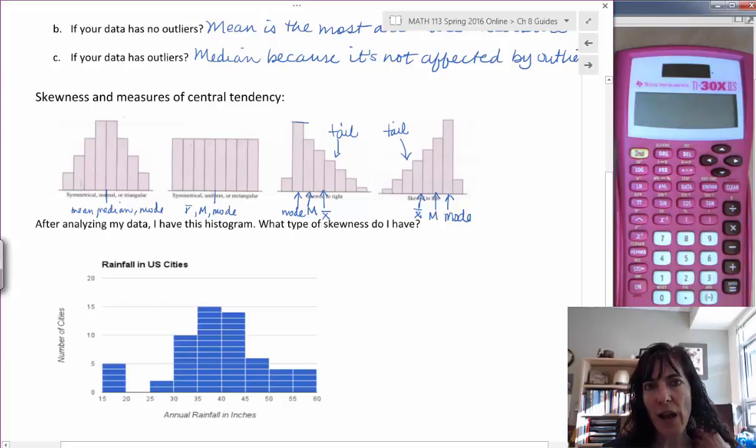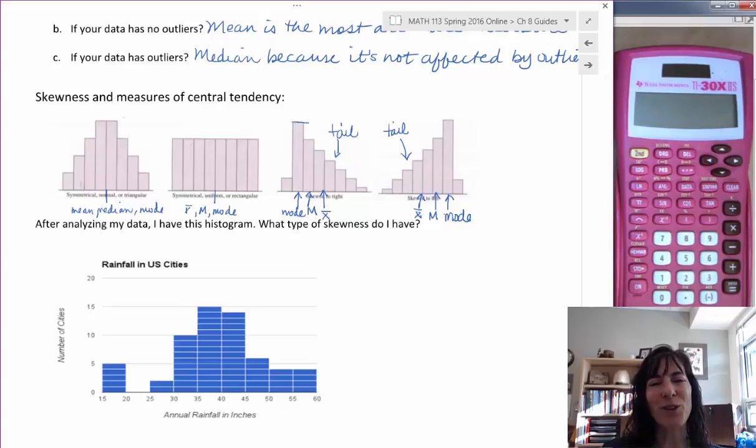So when we have a tail with our distribution, expect the mean to be pulled towards the tail, and the median not so much, and the mode to be the highest point on your distribution.